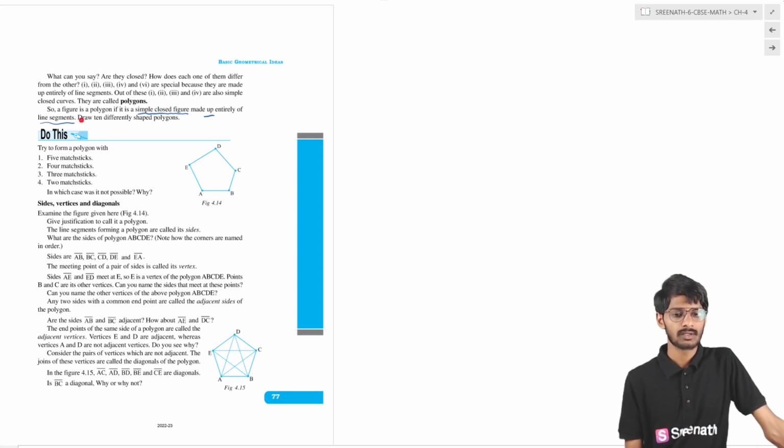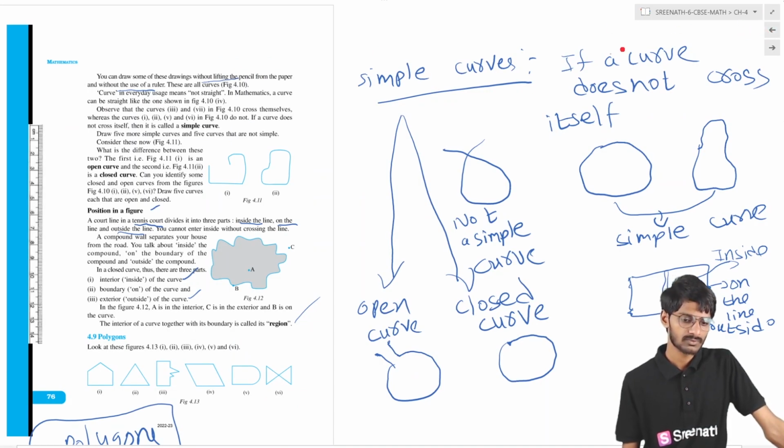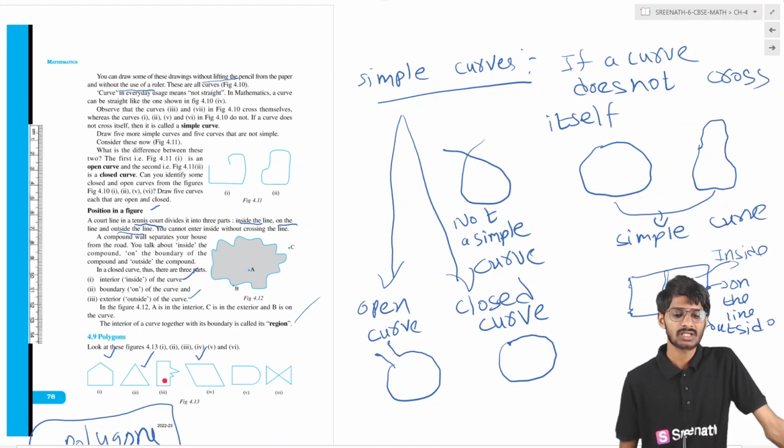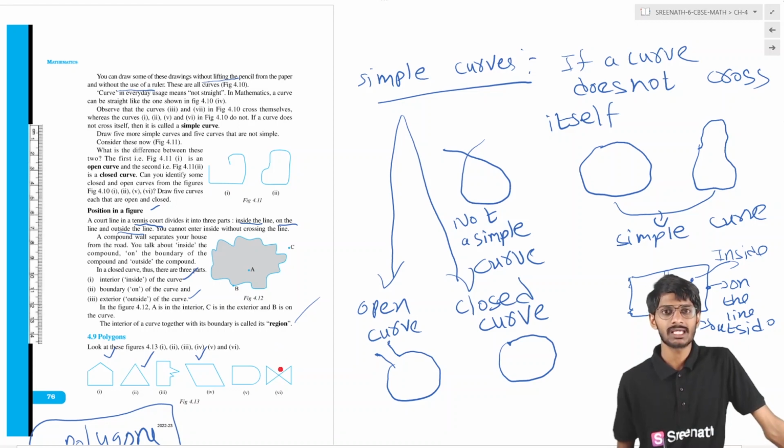In the example, 1, 2, 3 and 4 are simple closed curves. They are called polygons. These four are simple closed curves. Why? Because they do not cross each other, but here it is crossed, so it is not a simple curve. But all these five are simple curves. Among these, four simple curves are formed by line segments only. Here there is a curved area, but here there are only line segments.